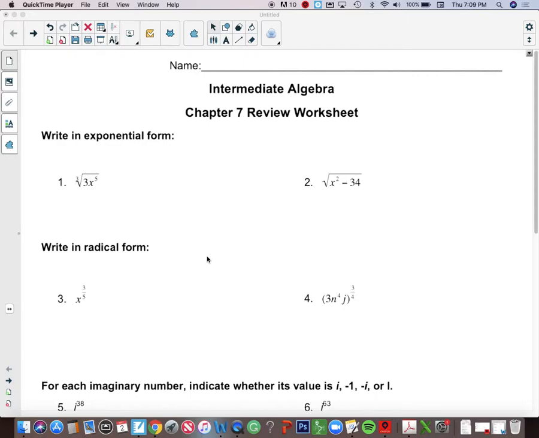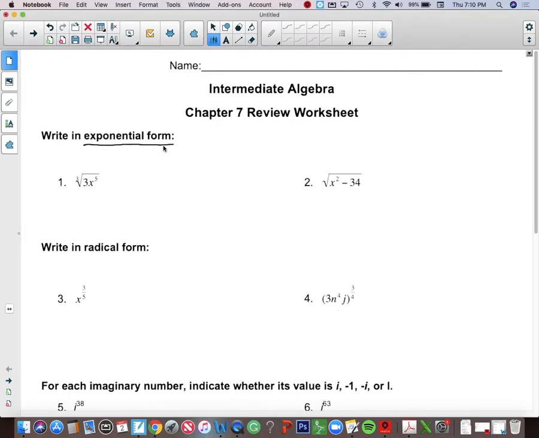So follow along here and let's see if we can get all these correct. Okay, so number one, we're looking at the cube root of 3x to the fifth, and our goal here is to write it in exponential form. Remember, if we have something like x to the a over b, we can convert that to radical. It would be that b is the index and a is the power. So we can go from here to here and vice versa.